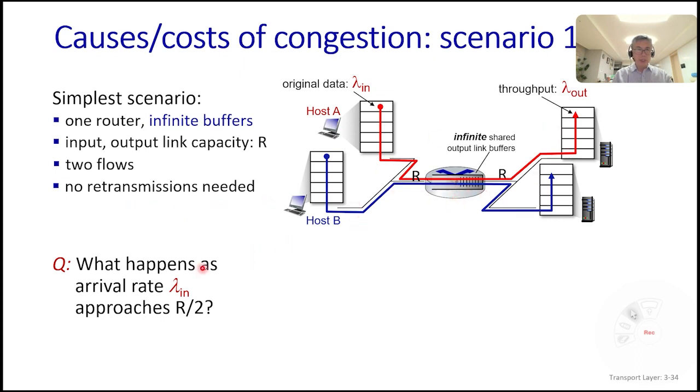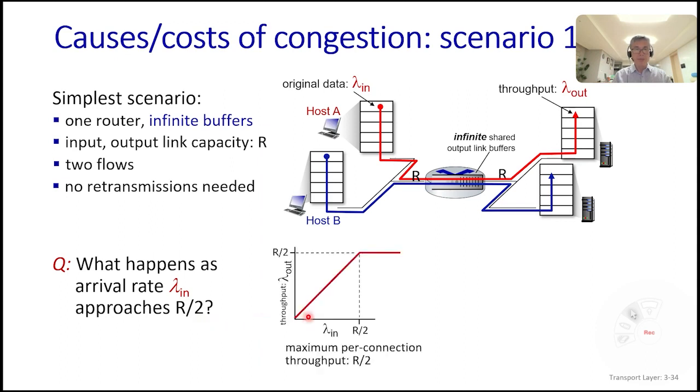So what happens as the arrival rate lambda in approaches R over 2? We have this graph. The input and output are proportional until the input is R over 2, right? Because they share this maximum bandwidth R fairly. In that case, the output should be the same, or half of R.